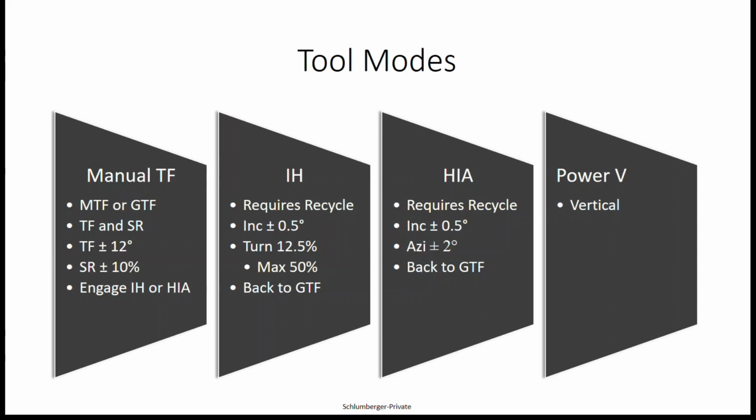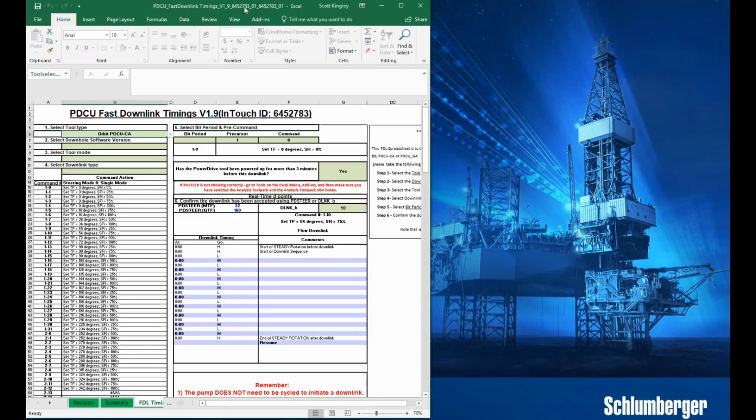And then your last option is the power V mode. So this is basically in gravity tool face 180 out. So it's going to seek vertical and go straight down.